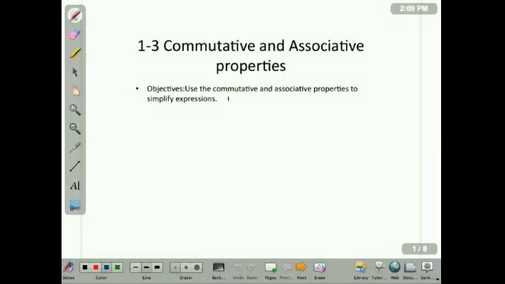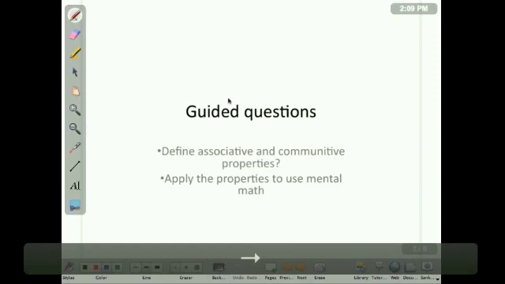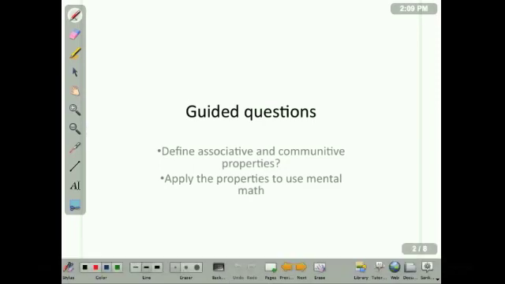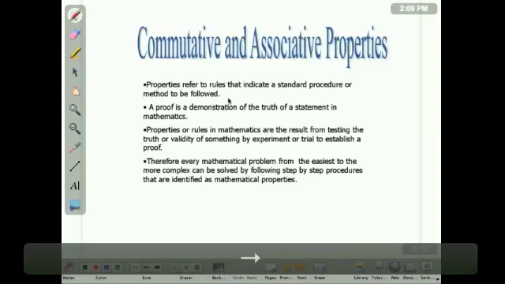In this presentation, we're going to learn how to use the commutative and associative properties to solve for unknowns and to simplify problems. Some guided questions you'll need to know. You'll need to be able to define associative and commutative properties, and you'll need to know how to apply the properties to use mental math. Go ahead and read that on your own.